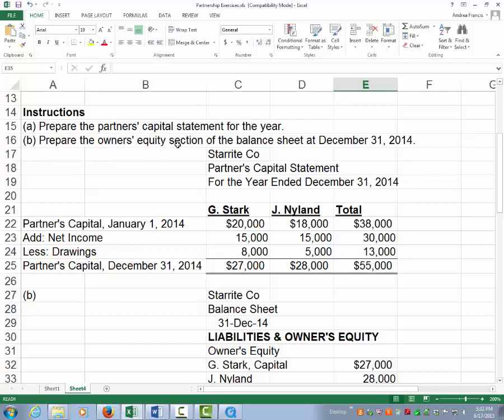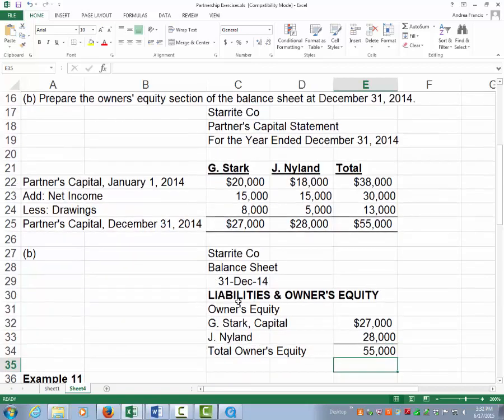The owner's equity section of the balance sheet falls under a main heading called liabilities and owner's equity. The subheading is owner's equity, and here we put each partner. So Stark has a 27,000 balance, which comes into the balance sheet. Nyland has a 28,000 balance, which also comes into the balance sheet to give us the same total of 55,000.